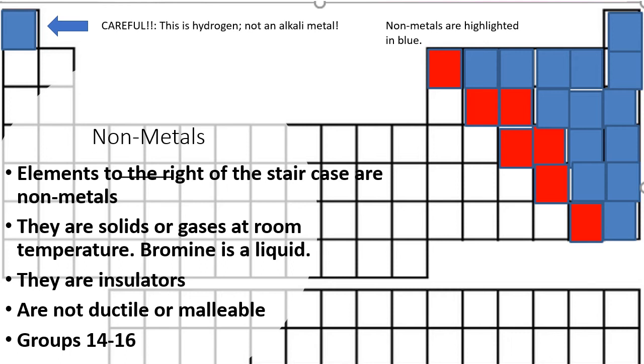The other thing I want to point out to you is hydrogen is right here. Hydrogen can be found here on some periodic tables or in the middle in other periodic tables. Hydrogen is not an alkali metal. This group here is called the alkali metals. Hydrogen is not an alkali metal. Hydrogen is considered to be a non-metal. It's a gas.